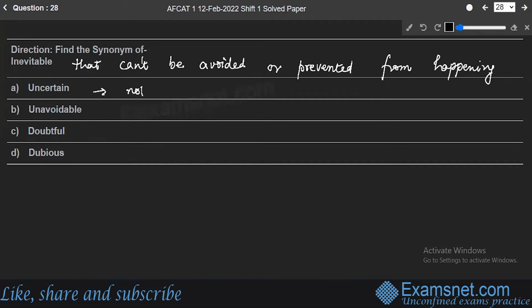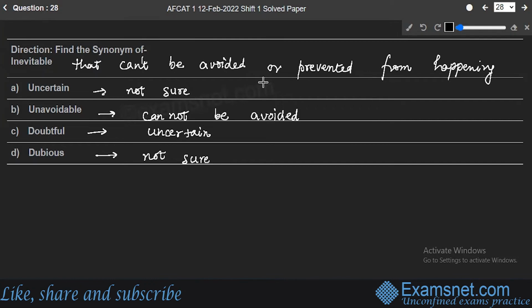Uncertain means when you're not sure or you're not able to decide over something. Unavoidable, that cannot be avoided. Something which cannot be avoided, which is sure to happen. Doubtful, when you are uncertain or unlikely over something. Dubious means again not sure or not certain, right?